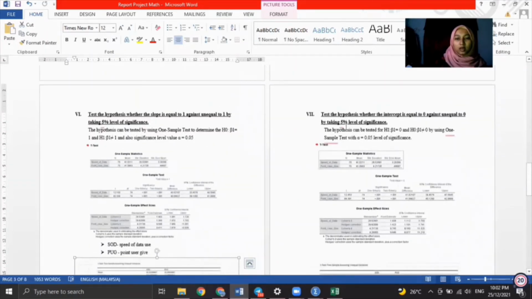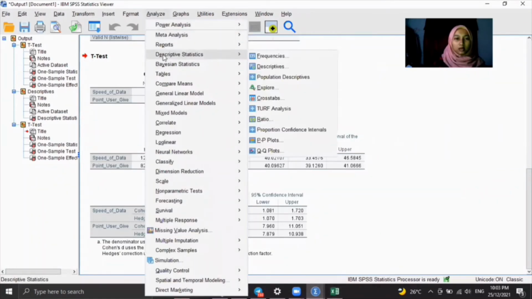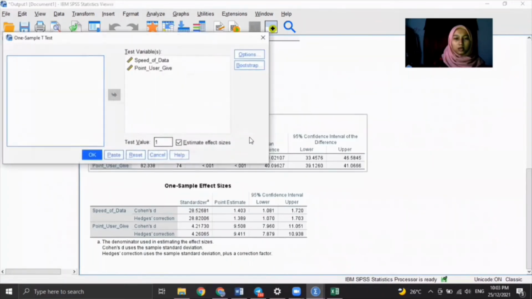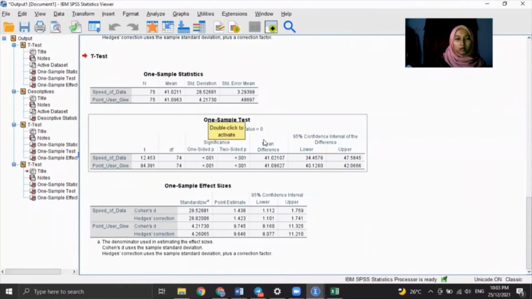And the next one is to test the hypothesis whether the intercept is equal to 0 against unequal to 0 by taking a 5% level of significance. So I also use the one-sample test with alpha equal to 0.05 level of significance. I go to Analyze, Compare Means, One-Sample T-Test. So I change the test value to 0. So this is the result of the one-sample test for the value 0 unequal to 0.